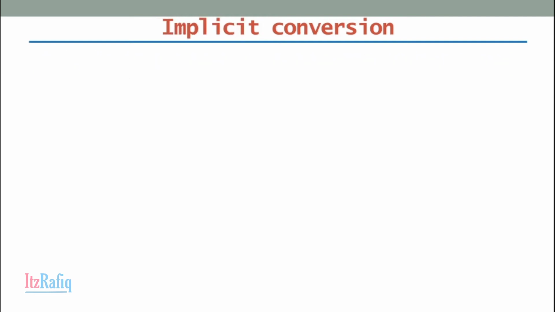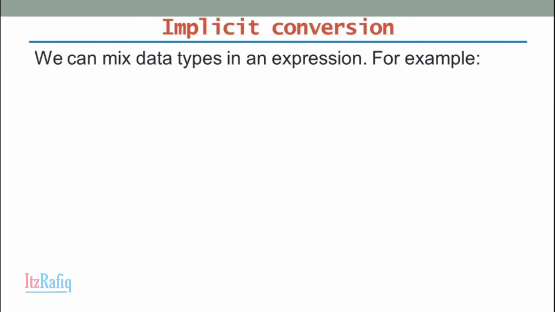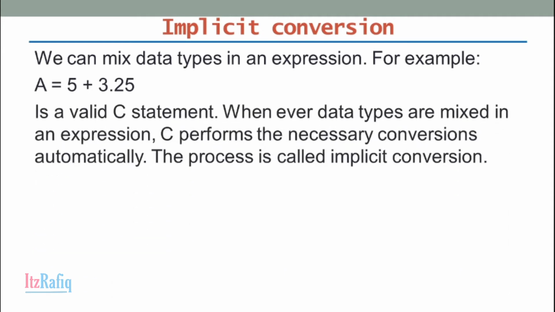Implicit conversion. When we mix data types in an expression, for example, a equal 5 plus 3.25. Here 5 is integer and 3.25 is floating point. So the result will come in floating point. Always the result comes in the higher size. It is a valid C statement.